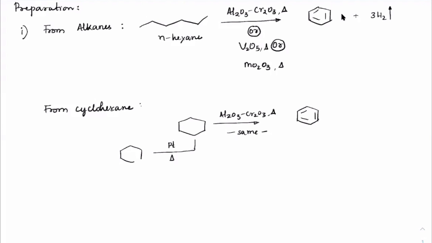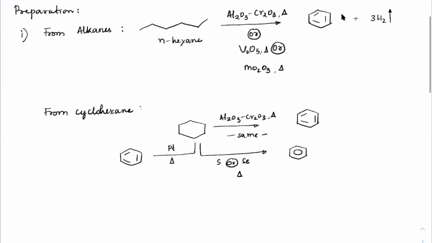I get this as benzene. We can heat that with sulfur or selenium and heat. This will also give us benzene. Correct? So these are all the reagents that can be used to get benzene from alkanes. No mechanisms for this. You just have to mug up how we get benzene from various forms.